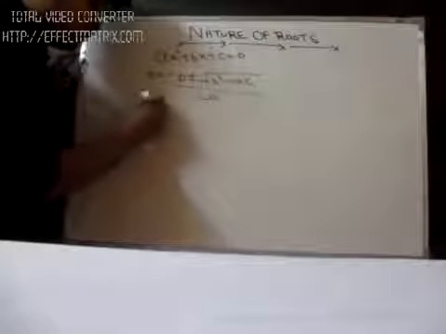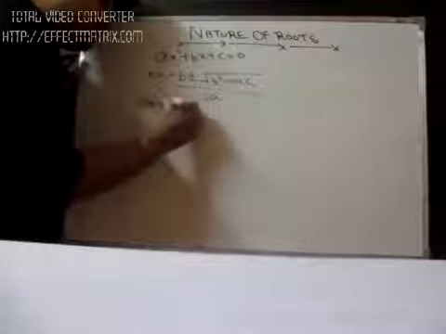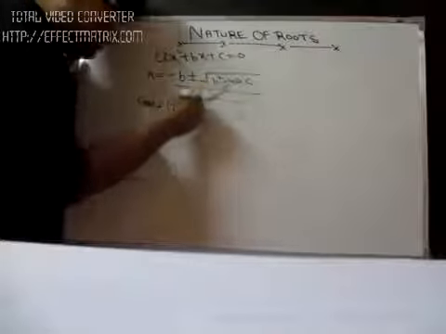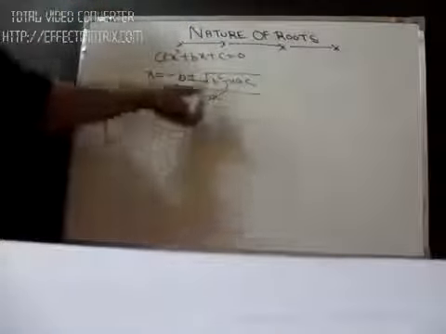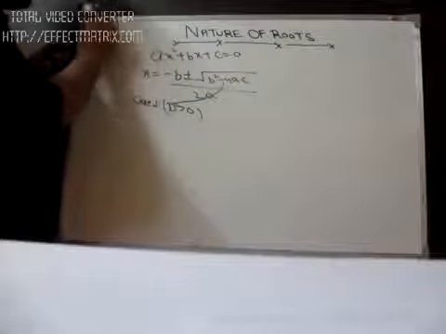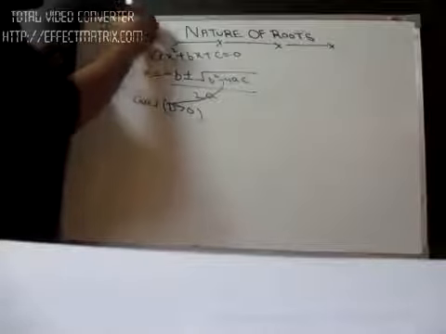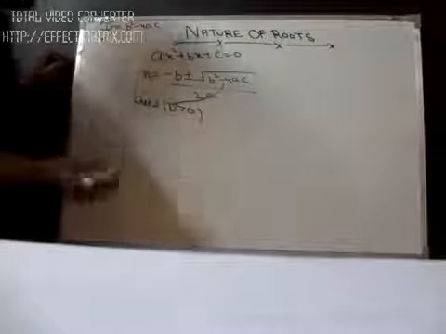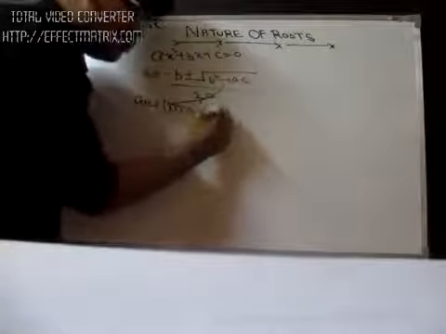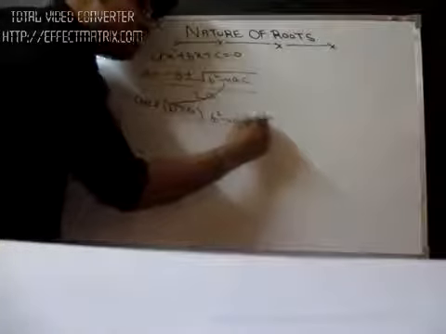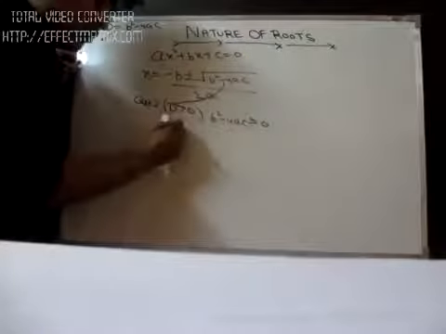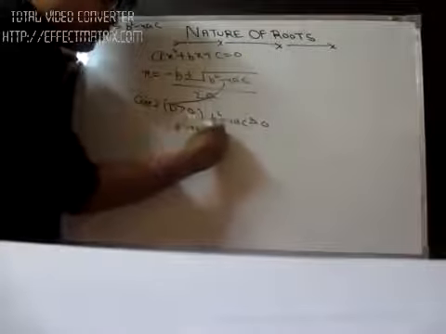Case 1. When D is greater than 0. This term is known as the discriminant. D is equal to b square minus 4ac. When D is greater than 0, it means b square minus 4ac is greater than 0. Let b square minus 4ac be equal to 5.